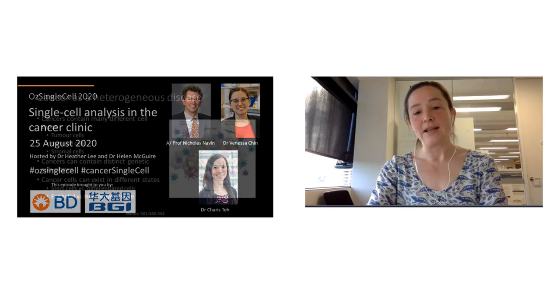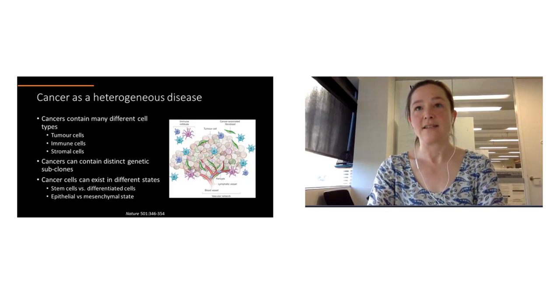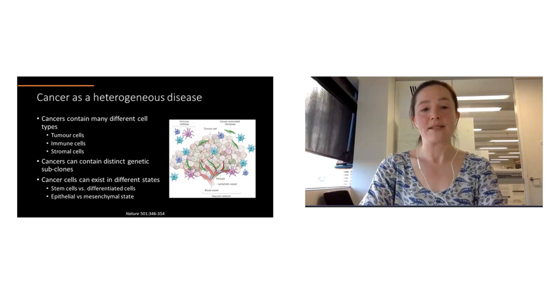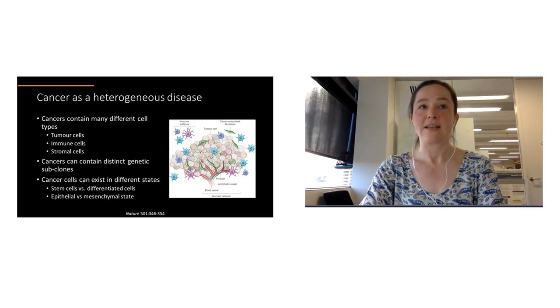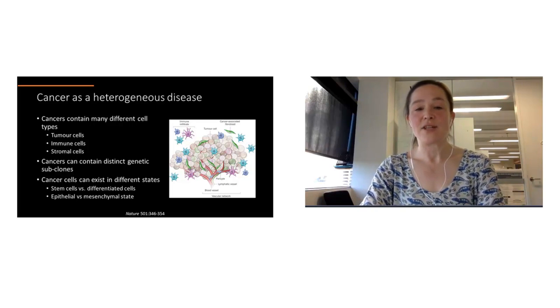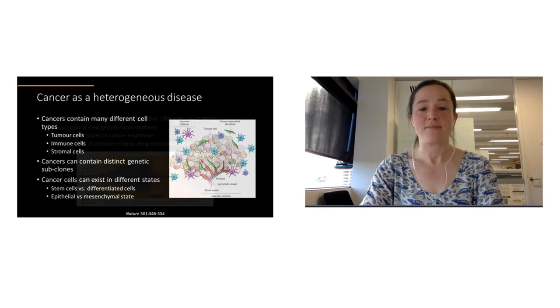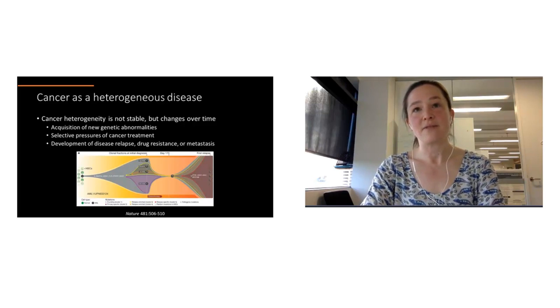So, to get us underway, let me just remind everyone that cancer is a very heterogeneous disease, including many different cell types: tumour cells, immune cells, stromal cells, nerve cells, and blood vessels. In addition, cancers can contain distinct genetic subclones, as Nick will explain further. And cancer cells can also transition between different cell states. Furthermore, this heterogeneity is not stable, but changes over time as the cancer evolves, responds to therapy, or progresses.